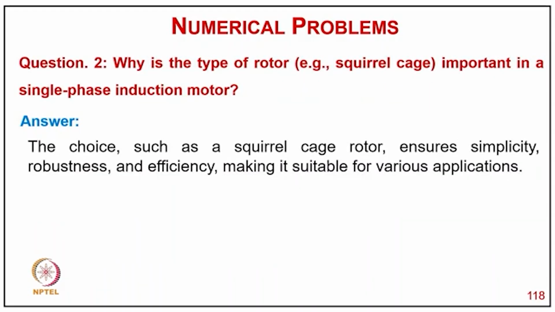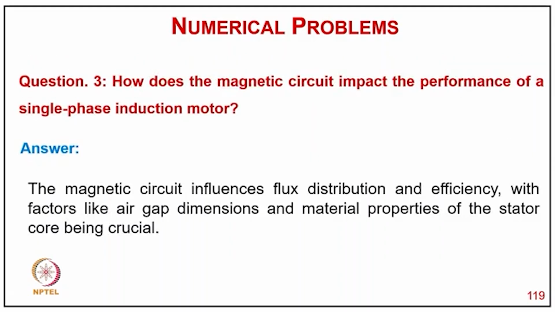Question 2: why is the squirrel cage type of rotor important in the case of single phase motors? The choice of squirrel cage rotor ensures simplicity, robustness, and efficiency, making it suitable for various applications. Question 3: how does the magnetic circuit impact the performance of a single phase induction motor? The magnetic circuit influences the flux distribution and efficiency, with factors like air gap dimensions and material property of the stator core being crucial.